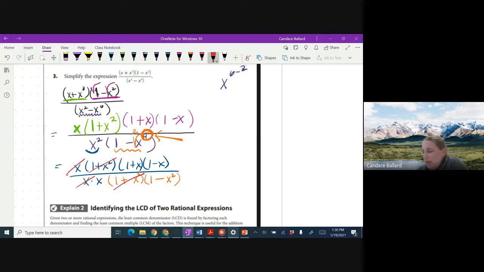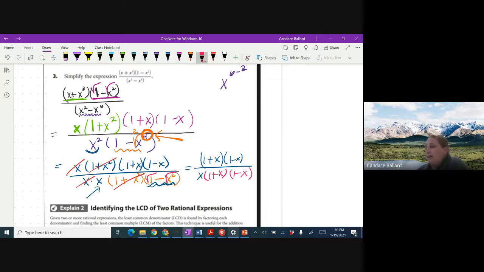Okay, we have some more work to do, don't we? We need to do some difference of squares factoring here. I wrote way too big, didn't I? Hopefully you aren't writing as big as I am. So I still have an x down here. I'm going to do difference of squares on this. I'll do that in pink. Square root of 1 is 1. Square root of x squared is x. Make 1 a plus and 1 a minus.